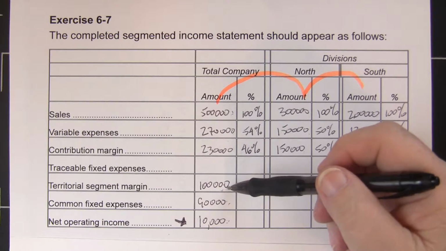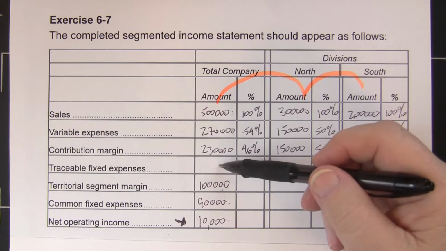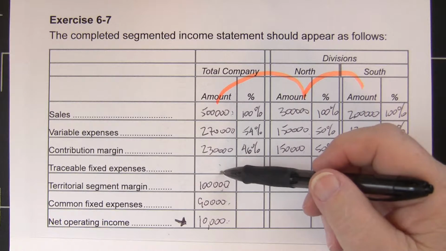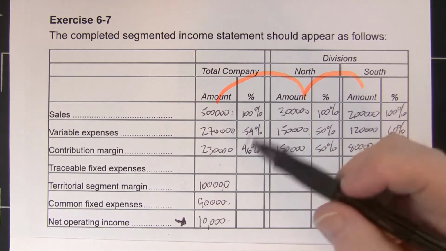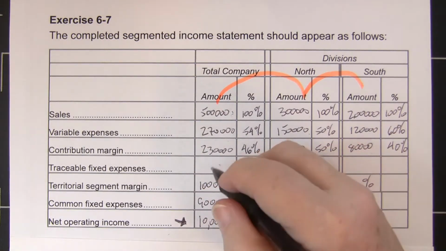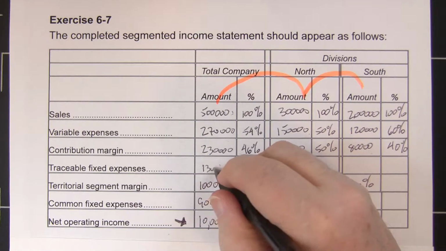And if I had a company-wide segment margin of 100,000, my traceable fixed expenses for the entire company had to be the difference between the contribution margin of 230 and the segment margin of 100, so that was 130.